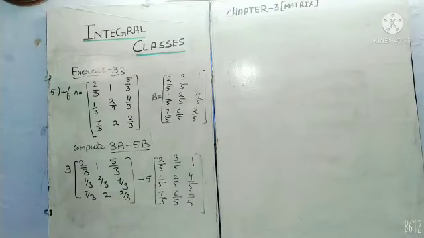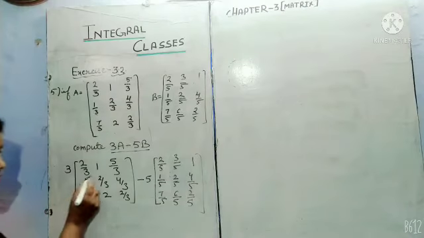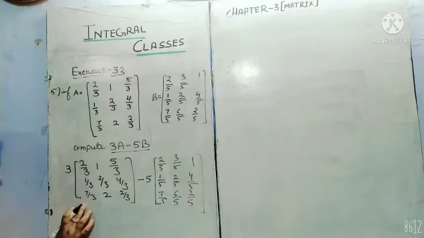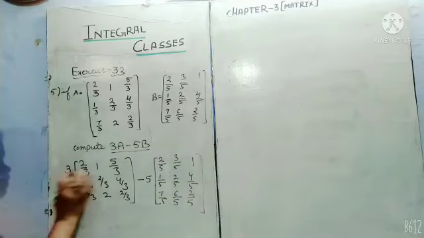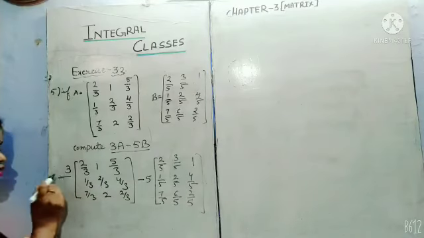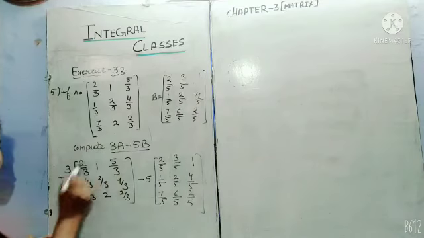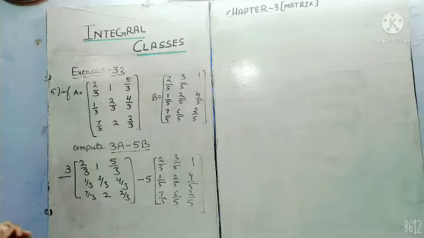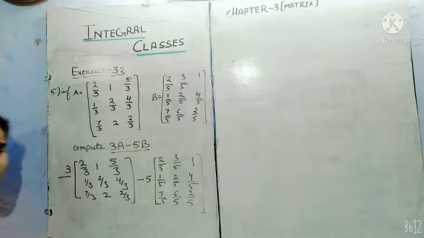Now student, if you want to, take 1 by 3 common outside the bracket, and multiply 3 inside the bracket. If there is any scalar value outside of a matrix, then it will be multiplied with each element of the matrix, as I explained in my previous video. So how can we multiply here? Let's see.